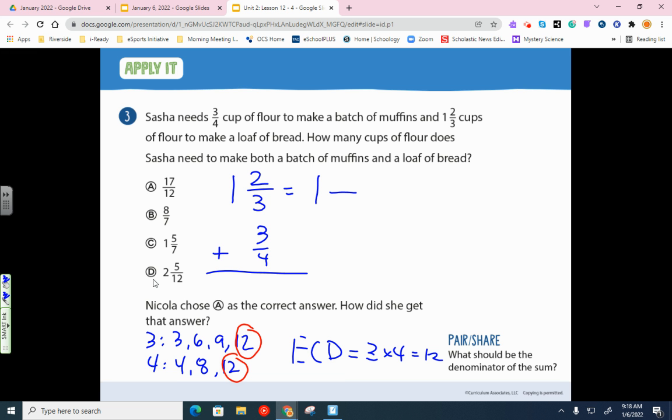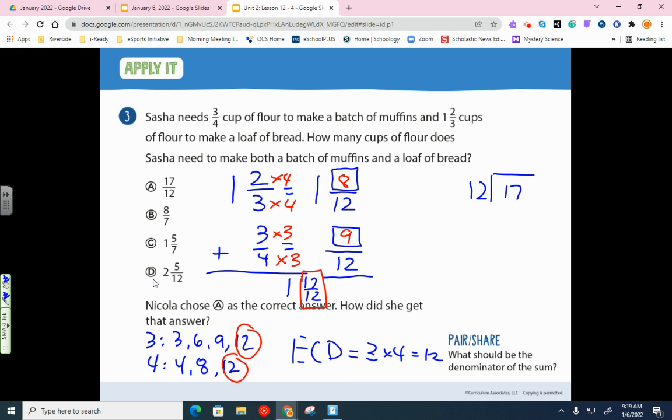Anyway, so we've got 1 something over 12, and this is going to become something over 12. All right, 4 times 3. 3 times 3 is 9. 3 times 4. 2 times 4 is 8. So that's going to give us 1 17/12. 17/12 is improper, so let's convert it to a mixed number. That makes 1 5/12. So this is going to become 1 plus 1 5/12, which equals 2 5/12, which just so happens to be this one.